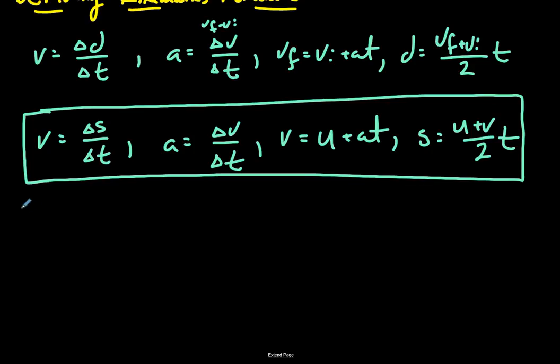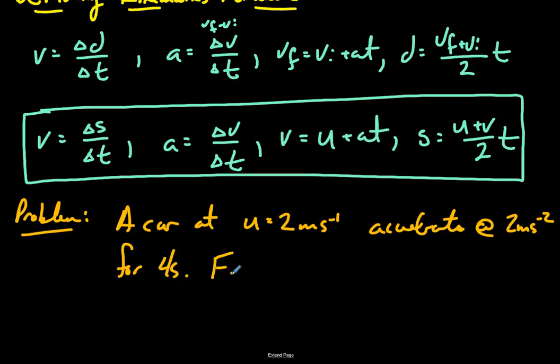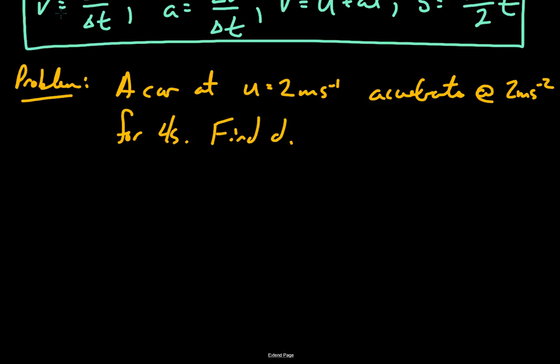Okay, so let's write a problem that you would have trouble solving, and then we'll derive an equation to deal with it. A car at U equals 2 meters per second, so an initial velocity of 2 meters per second, accelerates at 2 meters per second squared in 4 seconds. Find D. Actually, you could solve this. It would just take 2 steps. We're going to derive a formula using this as a template to work off of.